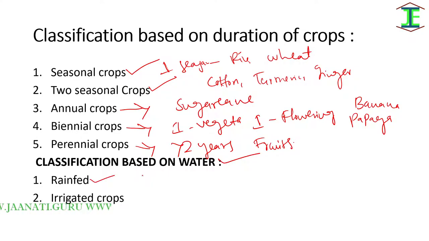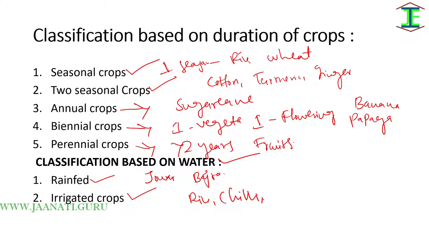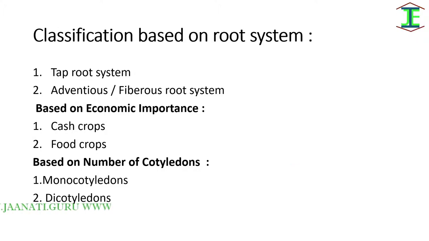And next is classification based on water requirement. Rain fed means crops grow under rainfall only. For example, jowar, bajra, all millets come under this rain fed. Next, irrigated crops. They require irrigation for their growing. For example, rice, chili, sugarcane. Next is classification based on root system. First is taproot system. In this, the mother root is deep. For example, grapes or cotton. In these crops, the root system is taproot system.